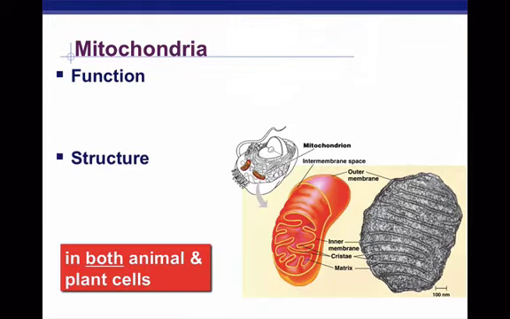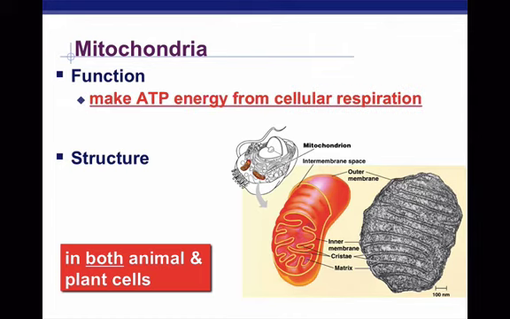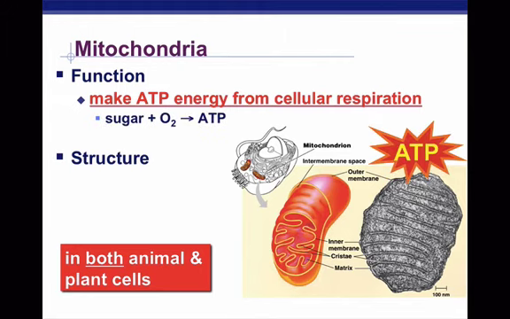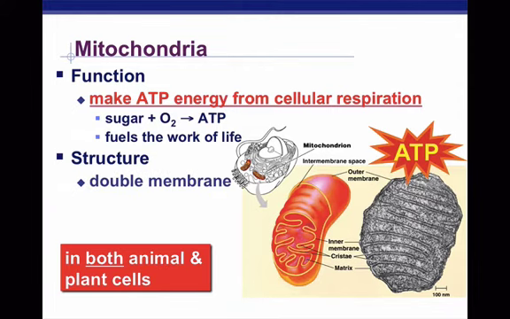The next thing we're going to talk about is mitochondria. And the function is to make ATP energy from cellular respiration. So, sugar plus oxygen, ATP, that fuels the work of life. And the structure is a double membrane. It's both in animal and plant cells, but also in protist and in fungus. But you will not see mitochondria in bacterial cells.